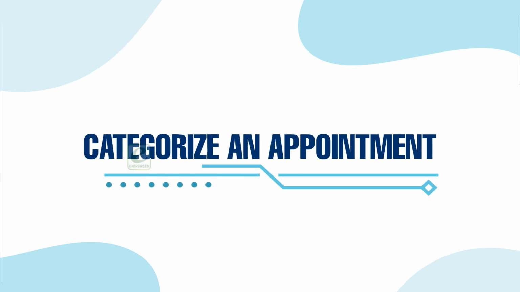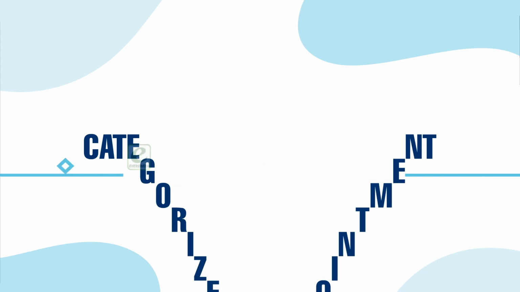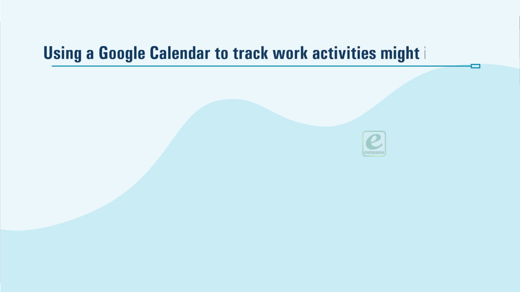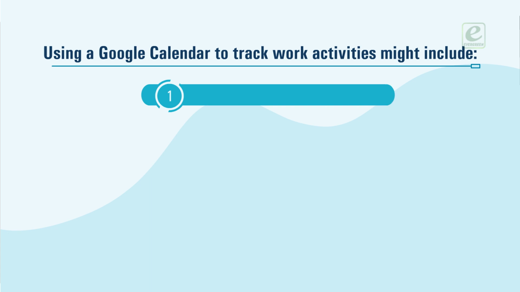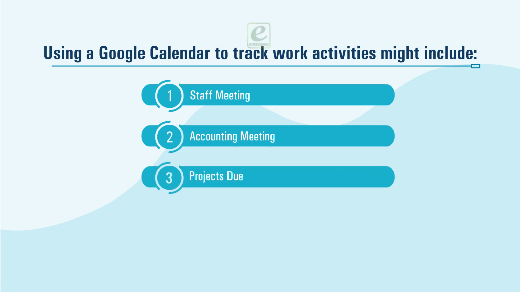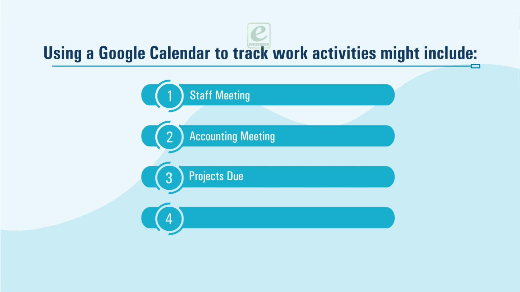Categorize an appointment. By using My Calendar function, a logical categorizing system can be created. Using a Google Calendar to track work activities might include staff meeting, accounting meeting, projects due, teleconferences, and business trips.